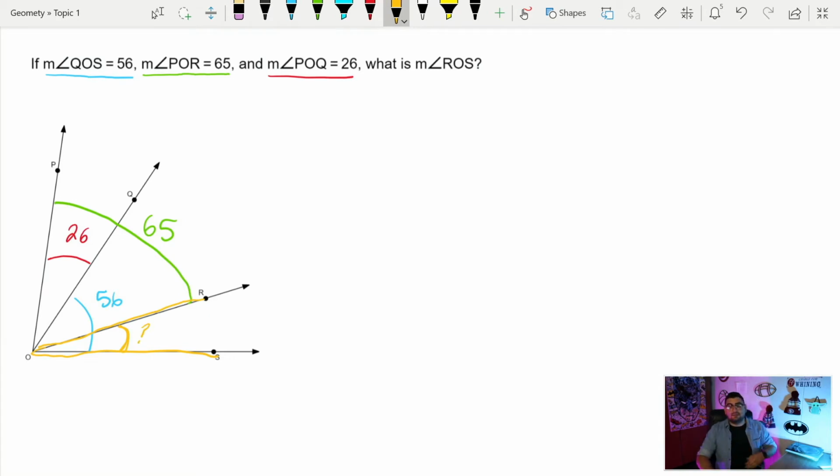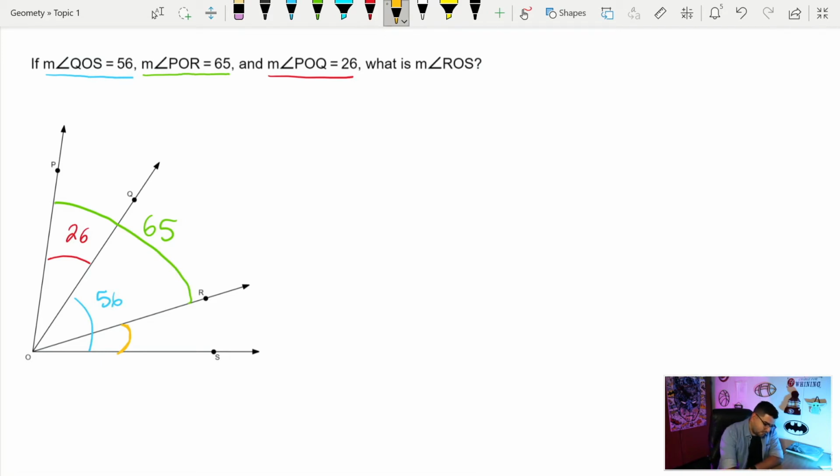What is that angle? Okay. So there's no clear way to solve for this right away. So we have to find out, how can I find this distance? How do I know what this angle measures? The way we're going to solve this one is this.